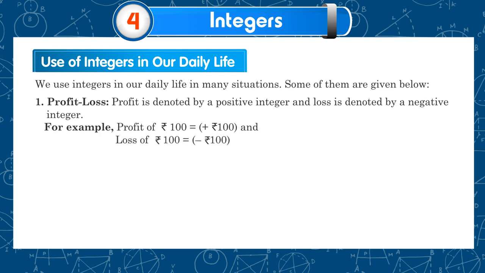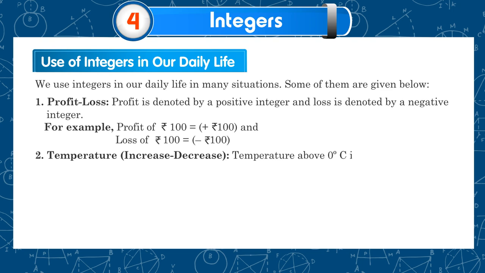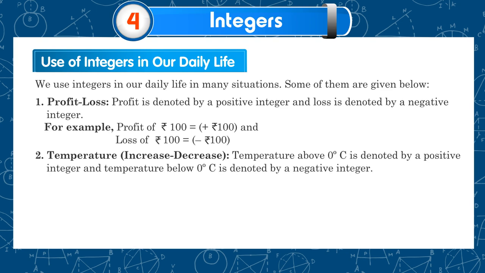Temperature, increase, decrease. Temperature above 0 degrees Celsius is denoted by a positive integer and temperature below 0 degrees Celsius is denoted by a negative integer. For example, temperature of Leh equals below 5 degrees Celsius, which equals minus 5 degrees Celsius.